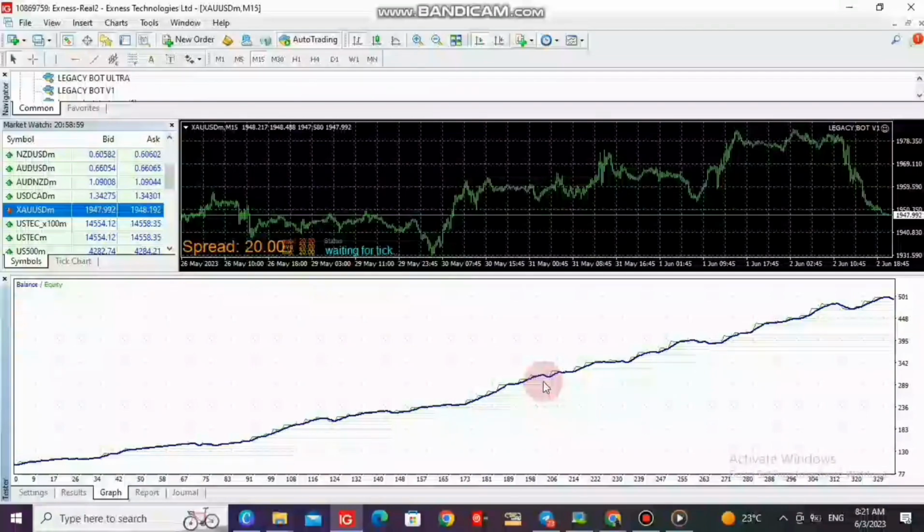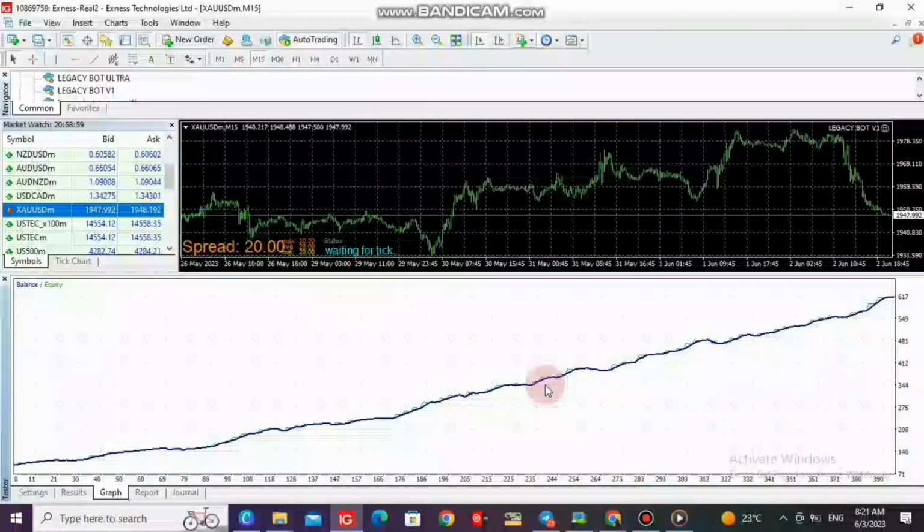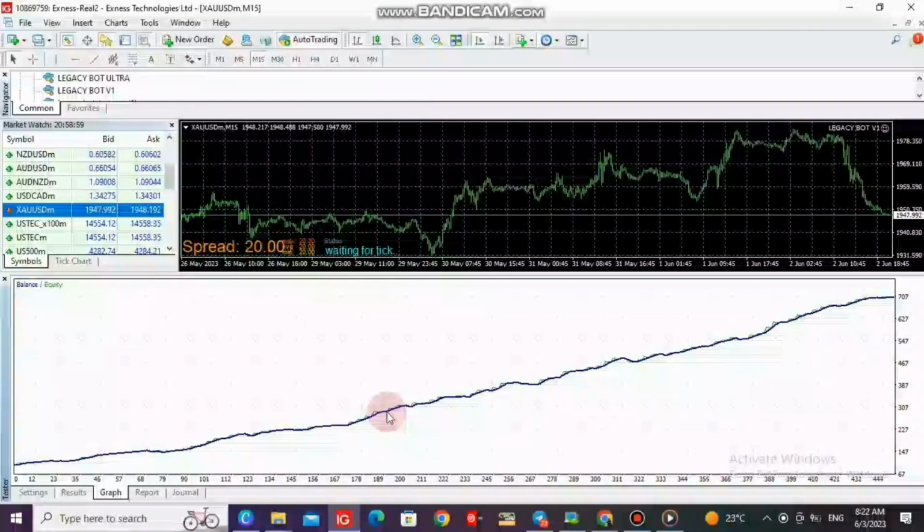When your account size is enough to deal with the drawdowns, then you're good, because in the long run you'll benefit from the robot. As you can see, this is a currency pair, guys. So I just wanted to show you guys that the bot can basically work on both gold and currency pairs.